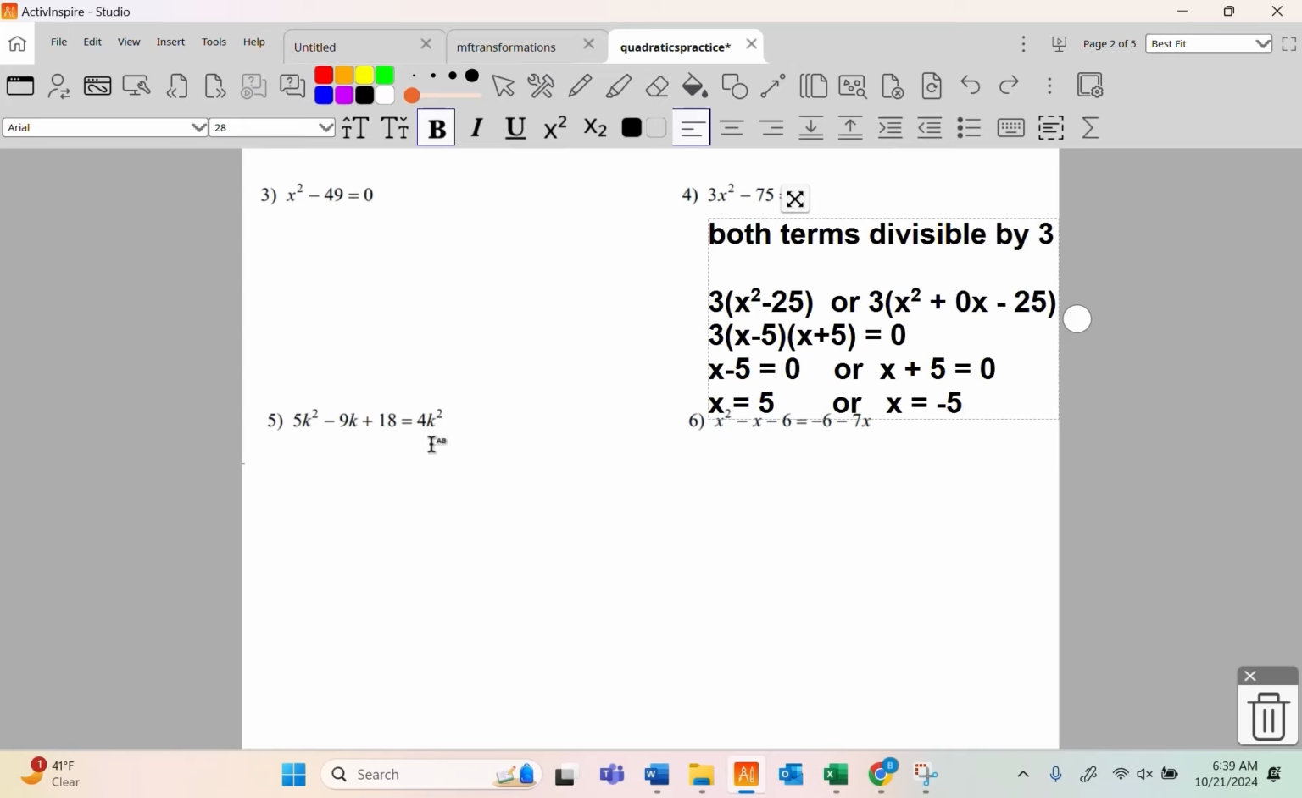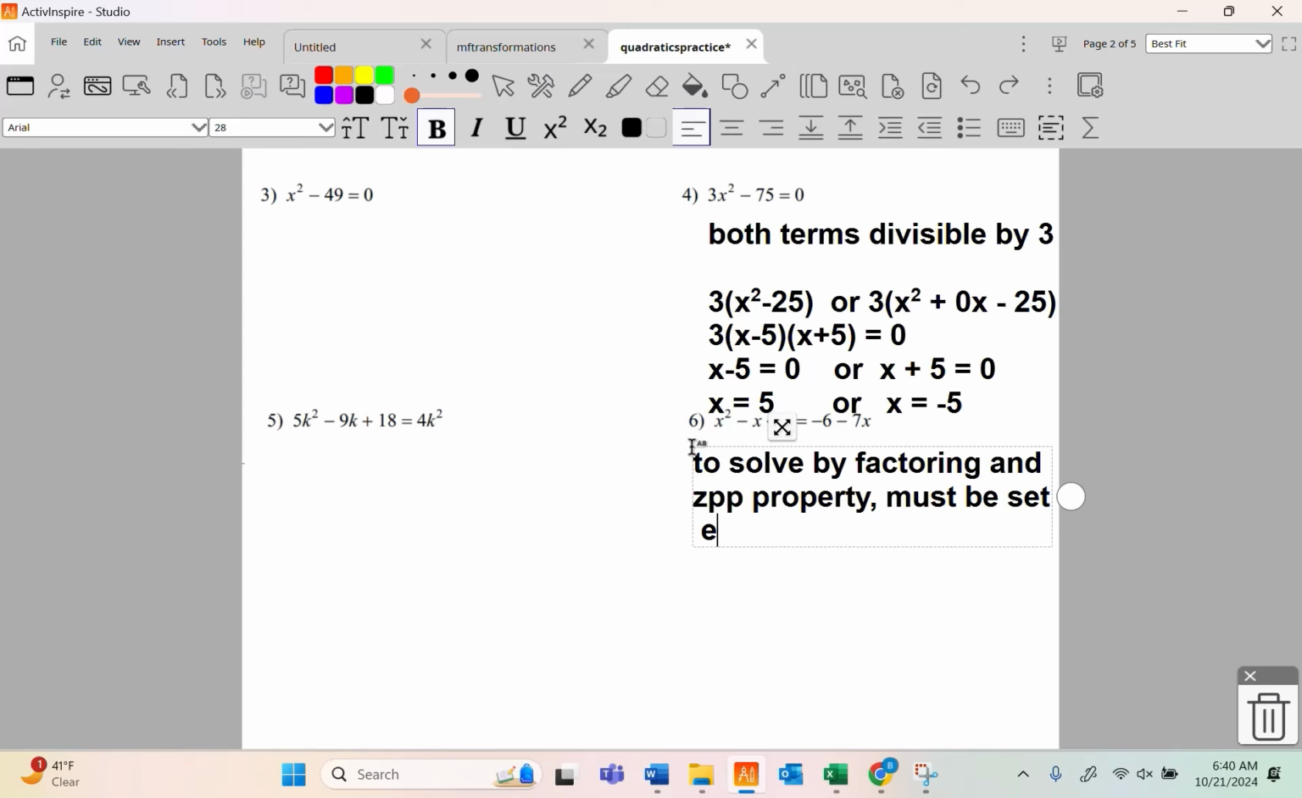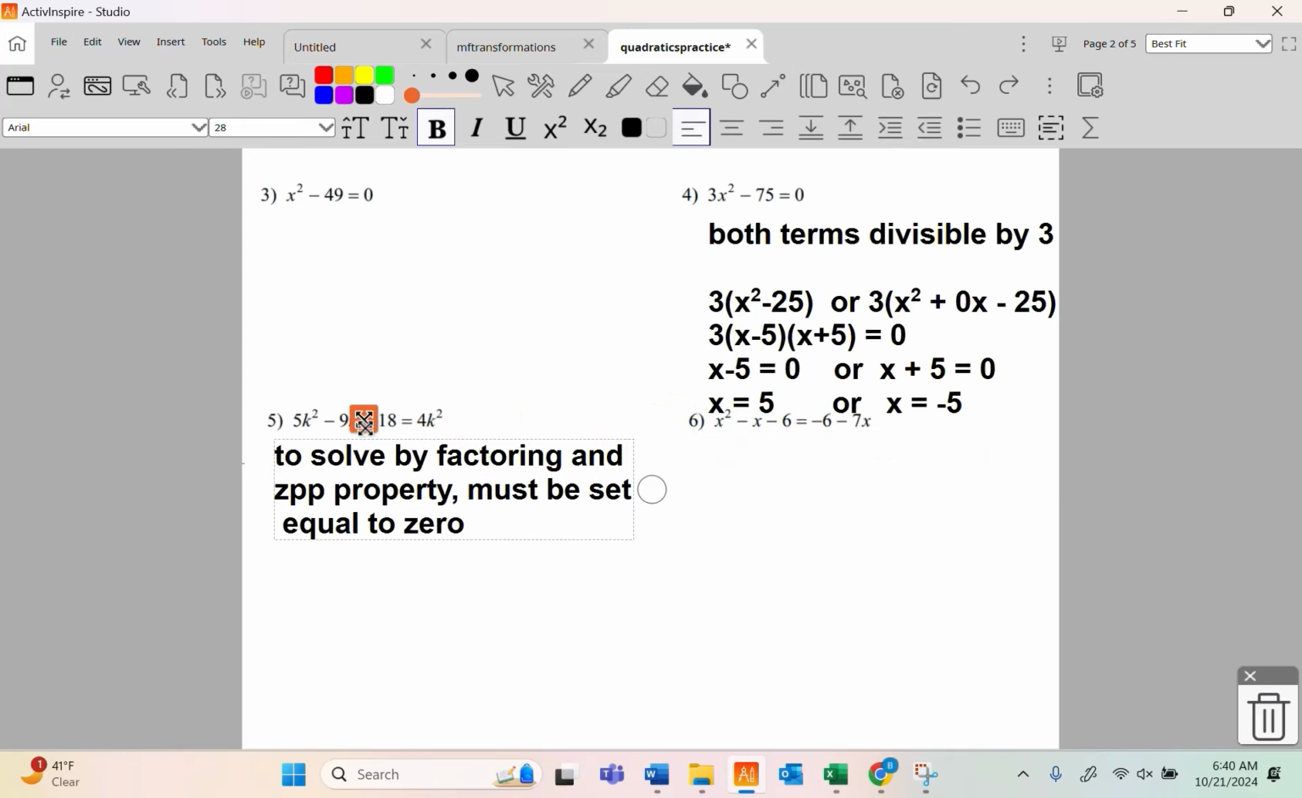All right, number 5, actually let's do 6. Now, in order to solve by factoring and the zero product property, you must be set equal to 0. So when I do 6, I'm going to have to move some stuff around. And I'm going to have to put it in the right form, too.